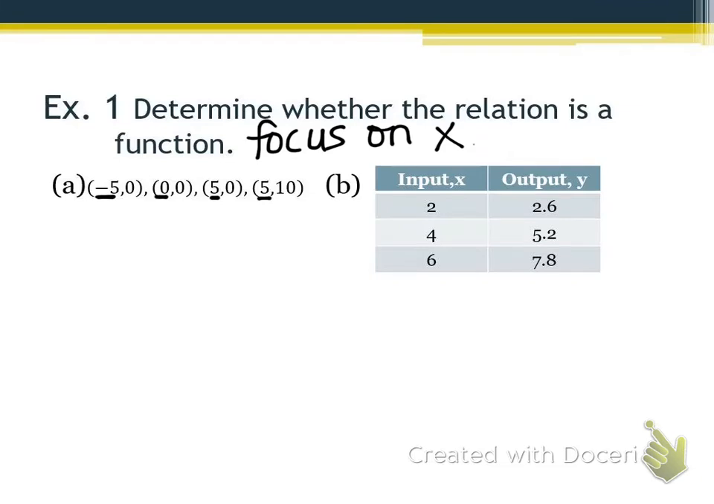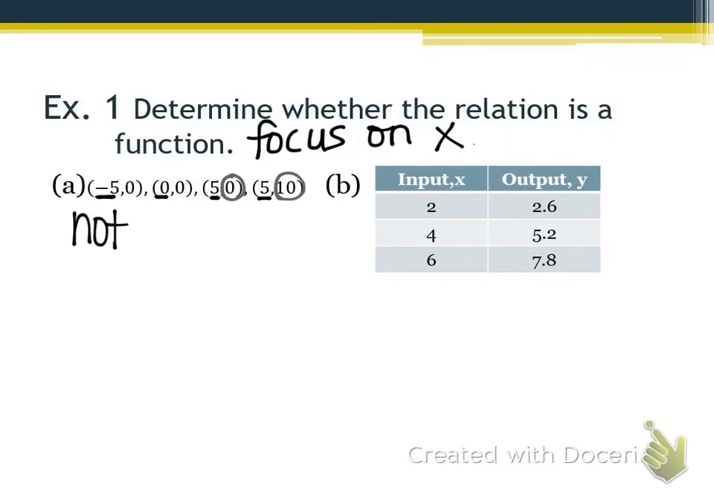Let's look at the outputs. Okay, the first time they input a 5, what came out? A 0. And the second time they put the 5 in, what came out? 10. So, for every input, there is exactly one output. Is that true or false for this problem? It's false, right? Because they input 5 and 2 different things came out. So is letter A a function or not? No, it is not.